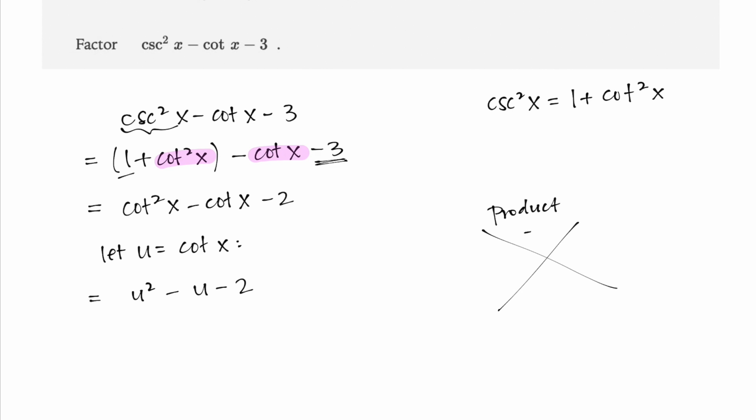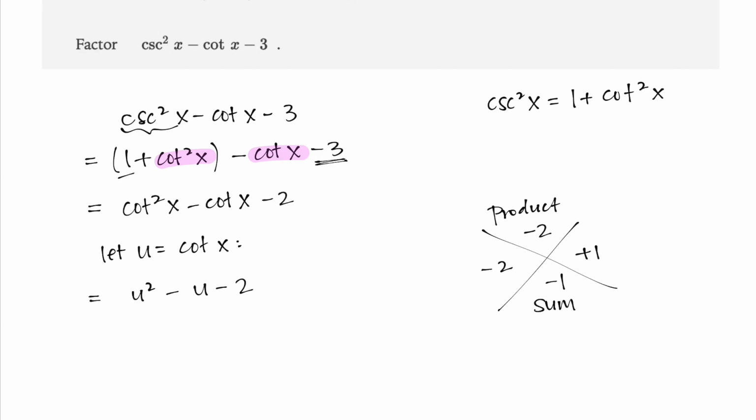So let's identify the product in this case, which is going to be negative 2, because we multiply the constant with the leading coefficient, which is a 1, so 1 times negative 2. So the product is negative 2 and the sum is negative 1 because, again, it's the number that goes with the linear term in our polynomial. So two possible factors of this situation would be negative 2 and positive 1.